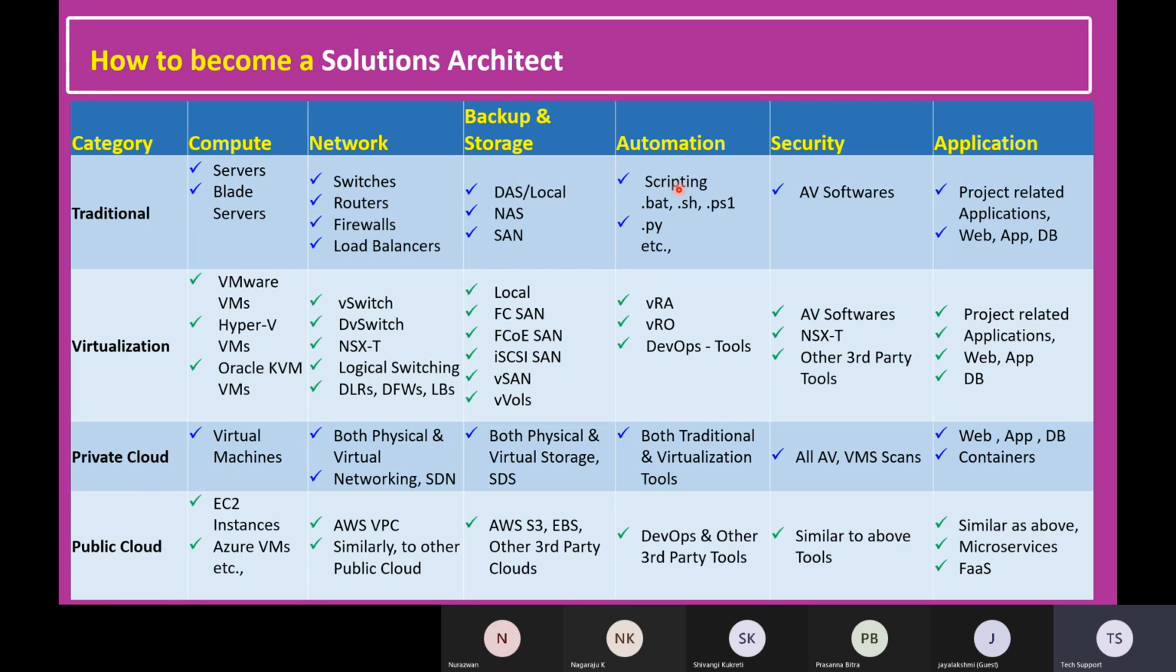When it comes to automation, previously in a traditional environment, we used normal scripts only. You can use a batch file script, shell script, PowerShell scripts, Python scripts, or any other scripts for automation. But when it comes to virtualization, there are automation tools, so even the scripting layer is automated. And for security, there are n number of antivirus softwares available in the current market, and depending on company requirements, they can use any of them. And applications are always project-related applications, which include web servers, application servers, and database servers.